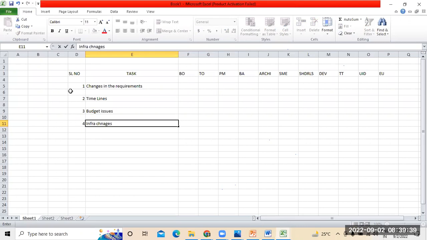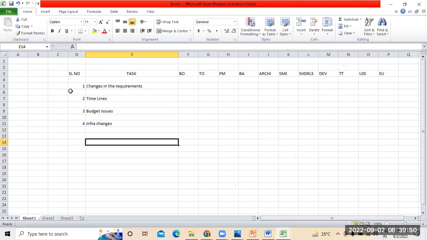Now these are the four we need to have, the four we need to discuss more. Assume that these are the tasks we have throughout the project. I have just taken a few as listed, but the tasks may be n number. That is not guaranteed, but I am taking a few in this.